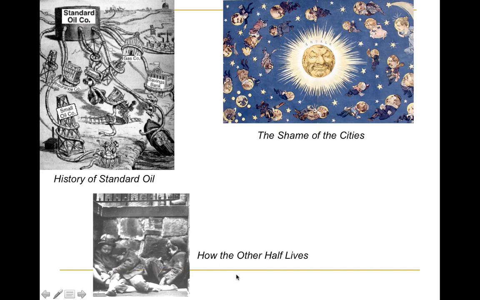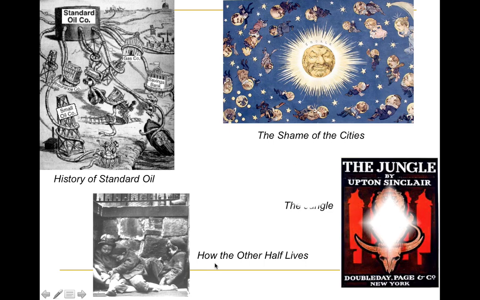Jacob Riis talked about how there was poverty and terrible lives and living conditions in the cities in his book, How the Other Half Lives. And finally, Upton Sinclair, and everybody in my classes knows Upton Sinclair. He wrote a novel where he did describe the conditions in the meatpacking industry, making you not really want a hot dog.